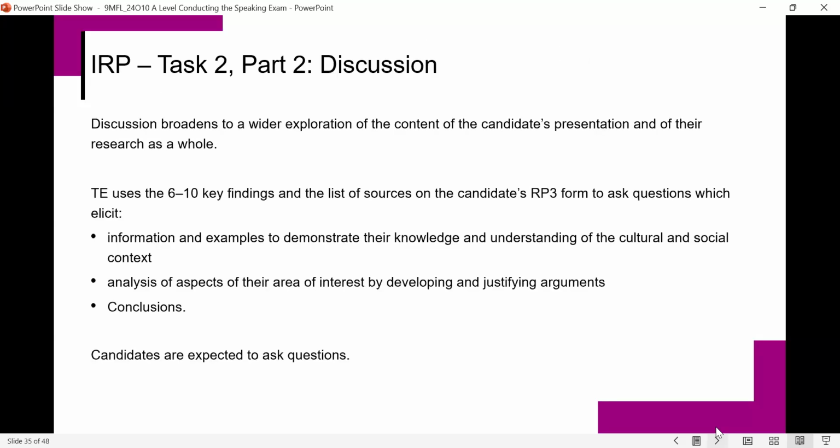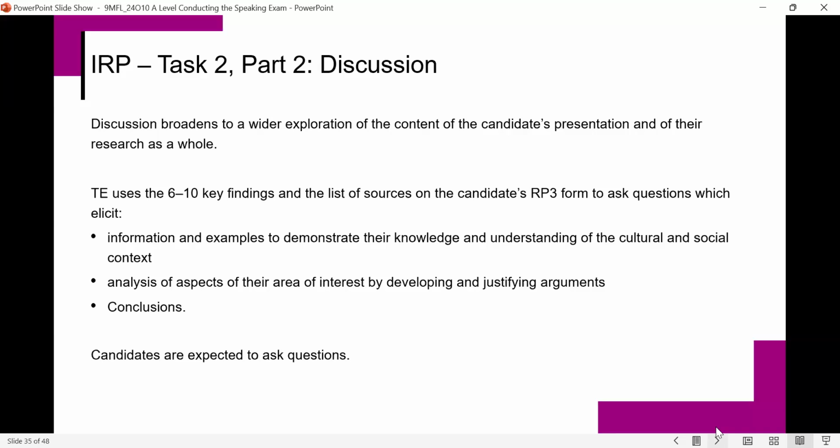Okay. And then the IRP task 2, the discussion, broadens into a wider exploration of the content of the candidate's presentation and of their research as a whole. So the teacher examiner uses those 6 to 10 key findings and the list of sources on the RP3 form to ask questions that elicit information and examples to demonstrate their knowledge and understanding of the cultural and social context, that elicit analysis of aspects of their area of interest by developing and justifying arguments, and also elicit some conclusions. Okay.